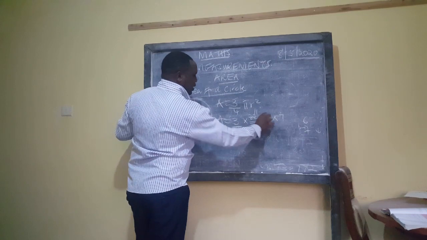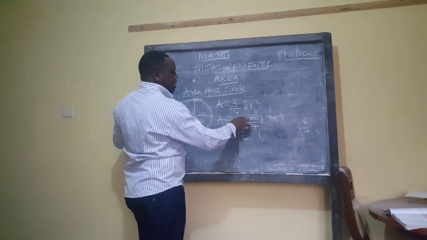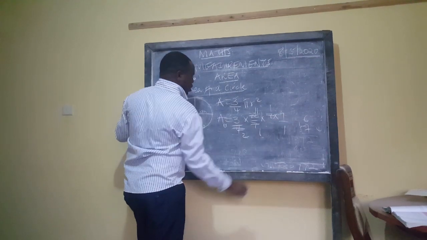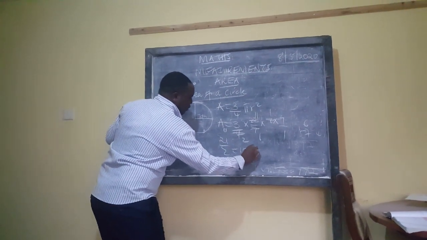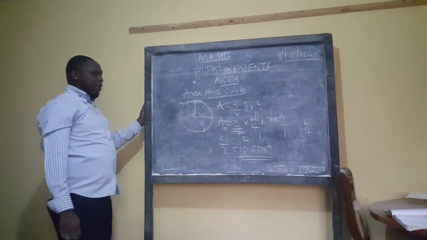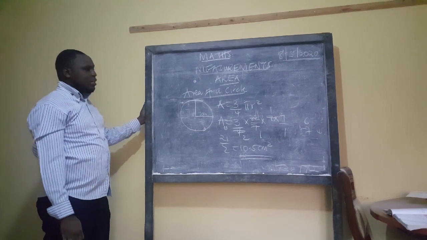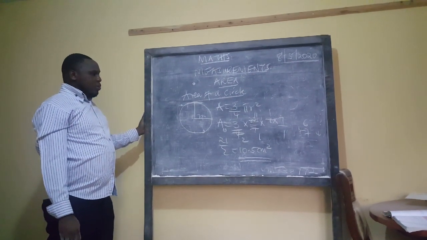By 7, 1, by 7, 1. So we are going to make mainly 3 times 7, we get 21. So 21/2, which is 10.5 centimeters squared. Our area is going to remain 10.5 centimeters squared. So now that's how we calculate the question.